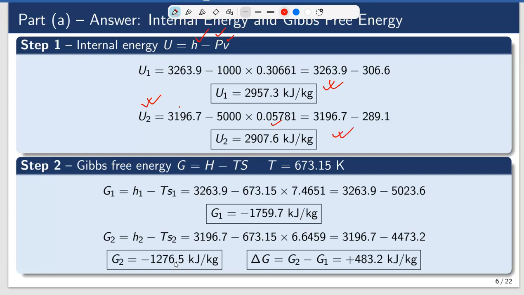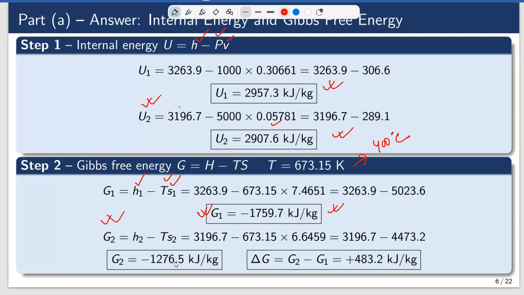Now step 2, we have to calculate Gibbs free energy. So we know G is equal to H minus Ts. T is 673.15 Kelvin. Actually that is 400 degrees centigrade, so we convert to Kelvin, and that is 673.15 Kelvin. So now G is equal to H minus Ts. H1 we know, T we know, S1 we got from the steam table, so after plugging in all these values we can easily calculate G1, which is minus 1759.7 kilojoule per kg.